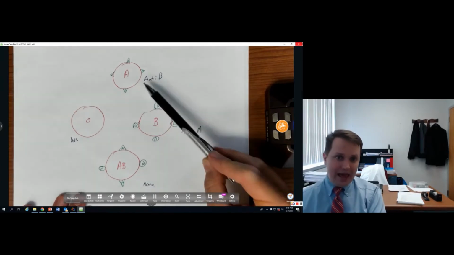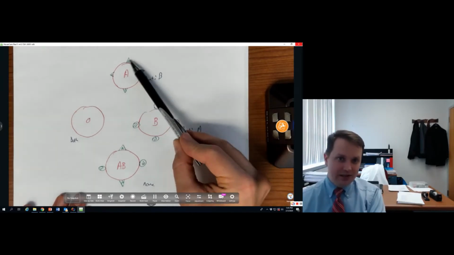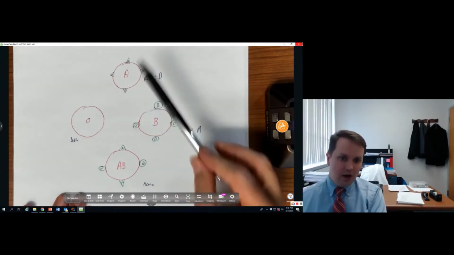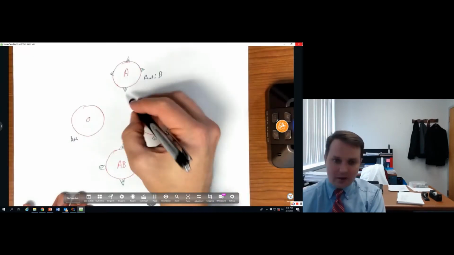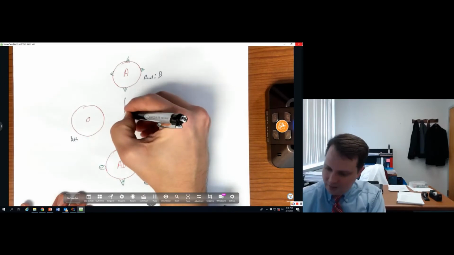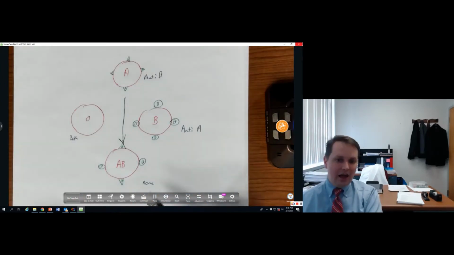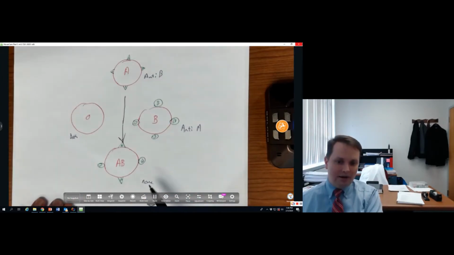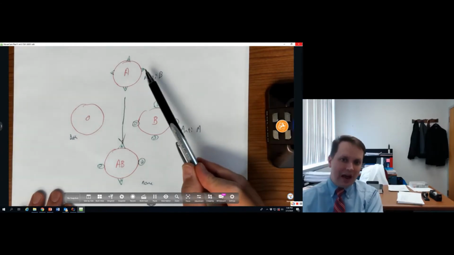If A blood with A antigen was placed in anti-A plasma, it would be incompatible. Now, A blood, which has A antigen, goes into AB. AB can receive blood from A. A can go to AB. Why? There are no antibodies in the blood plasma to attack its antigen.